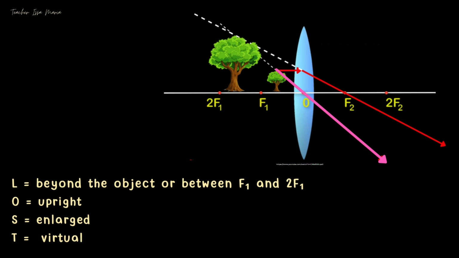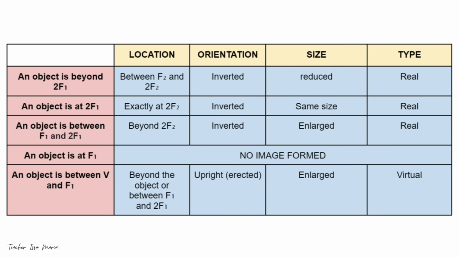So that's how to draw ray diagrams for a convex lens. Just remember the two special rays, and the rest is practice.